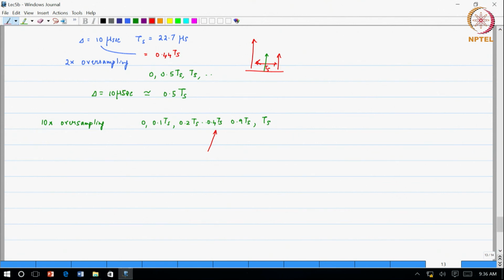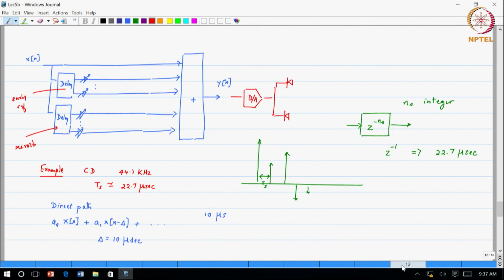I can introduce a signal of that form. And of course, if you are very picky, you can even say, okay, go to 100x oversampling, not a problem. Multi-rate signal processing can do the oversampling fairly easily, which means that you can get delta equal to 0.44 Ts if you want it very precisely. So again, it is an interesting way to look at the problem.